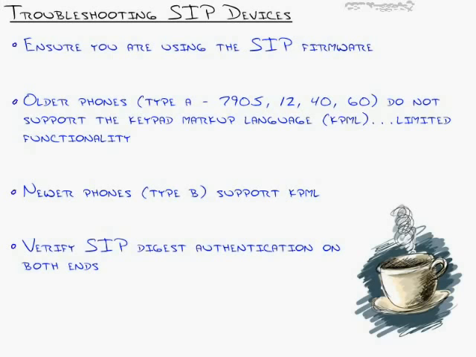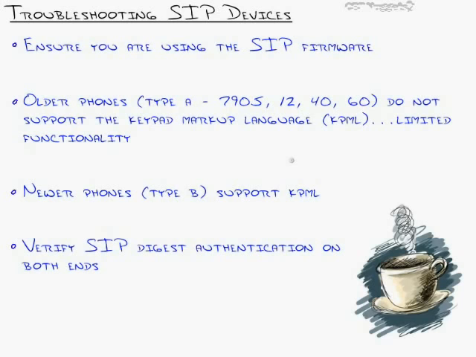The problem is that the older phones, such as the 7905, 7912, 4060, etc., they don't support the keypad markup language. And that means that the firmware that they have, it's just a hardware limitation, won't be able to support KPML, which allows you to assign a lot of the buttons different functionality on the phone. So that means those phones can work with SIP.